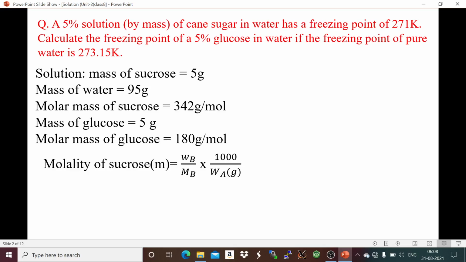Next, from this given data, we can calculate the molality of sucrose or cane sugar. So molality is number of moles, that is mass by molar mass, divided by mass of the solvent in kg. So if it is in gram, you have to divide it by 1000. Okay, so this is the formula of molality. Now putting the value, strength of sucrose or cane sugar solution in molality, it is 0.154 molal.